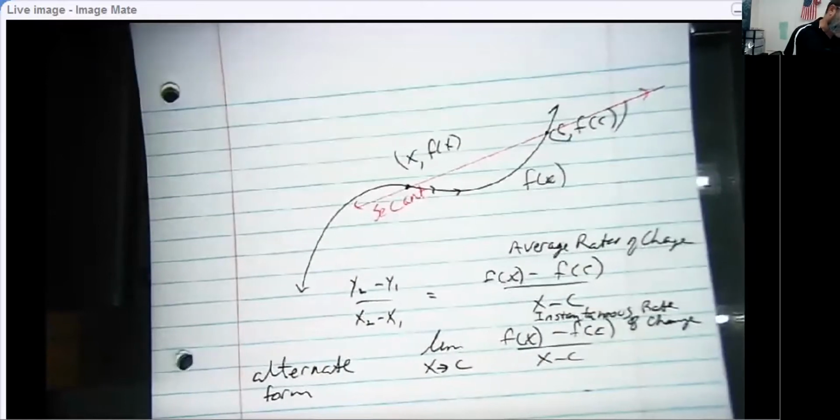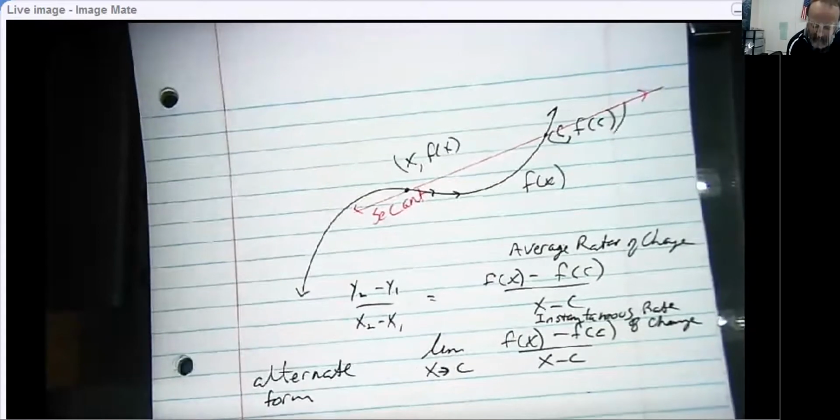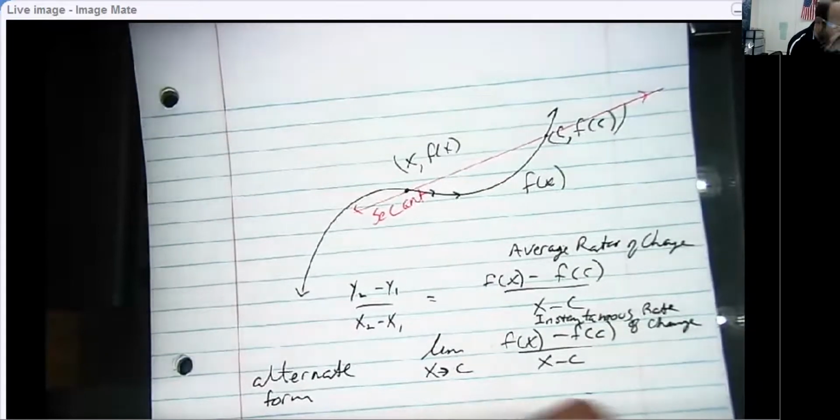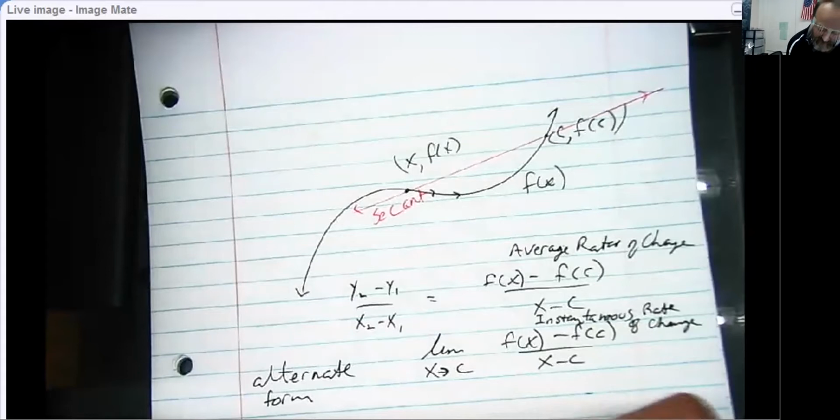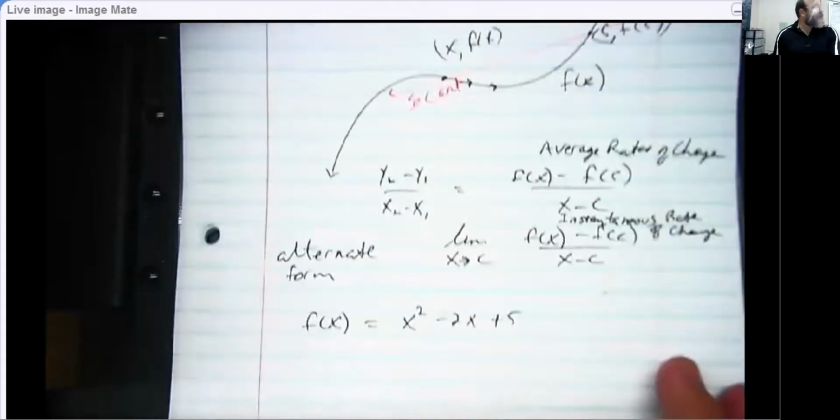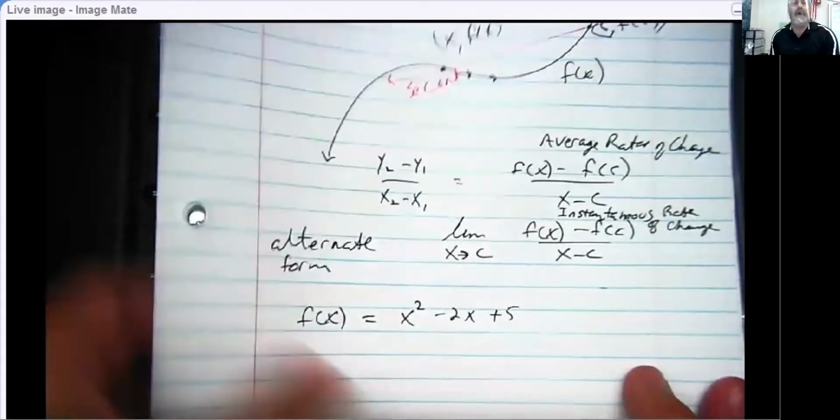So let's imagine that I wanted to take f of x as some function x squared minus 2x plus 5. Now, you guys should know that that's just a little parabola, right?